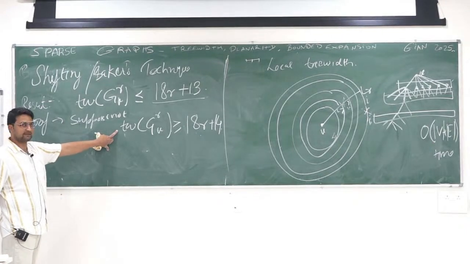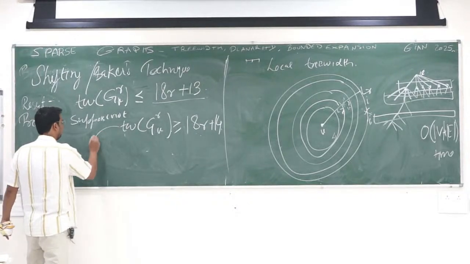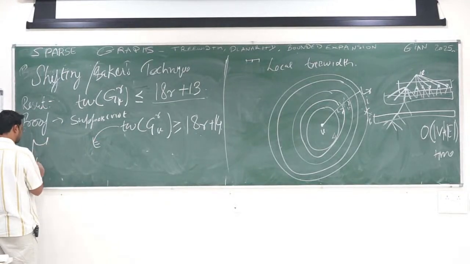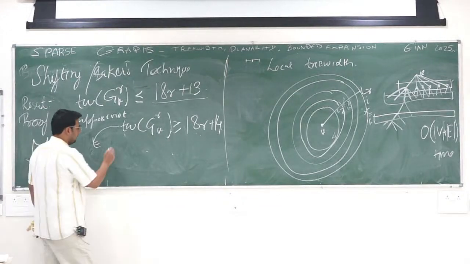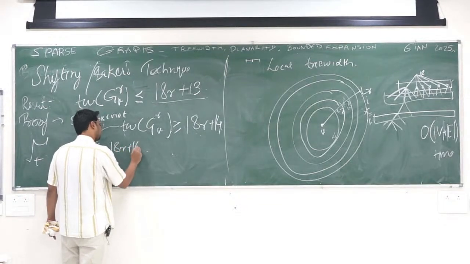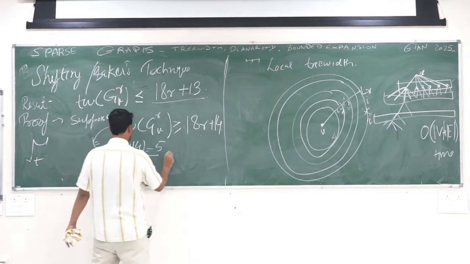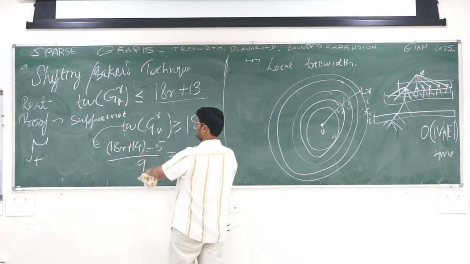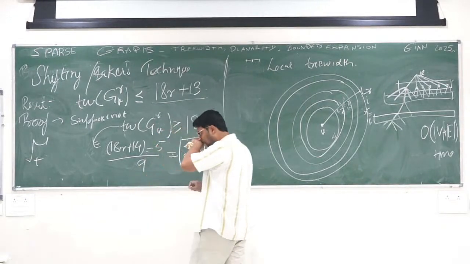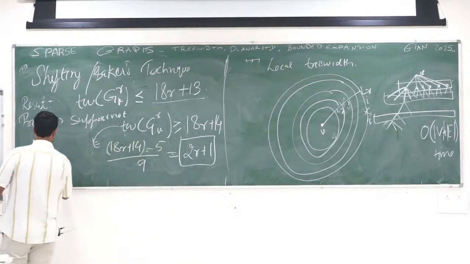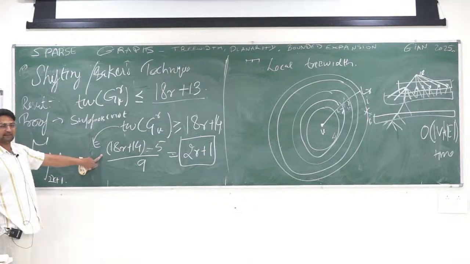If my treewidth is greater than or equal to this, I will find a minor in this as a contraction, where t is equal to (18r + 14 − 5)/9, which is equal to 2r + 1. So what I will find is this thing. Is this clear? Why?